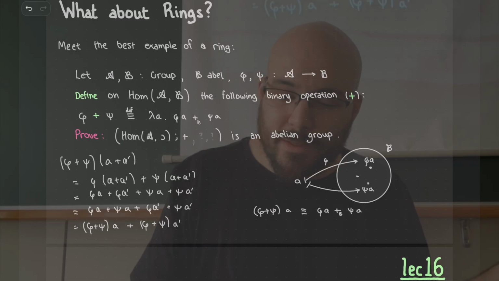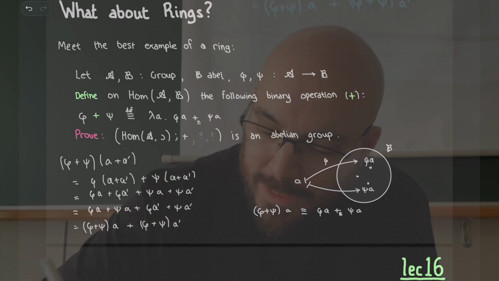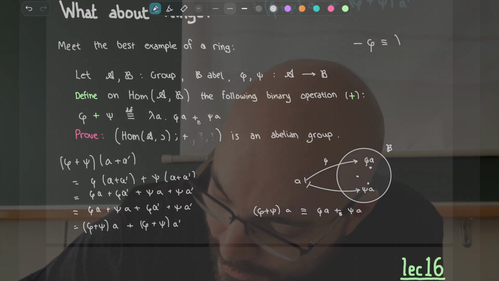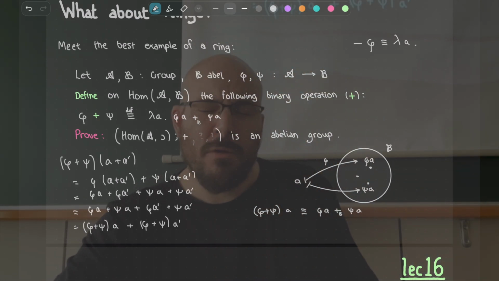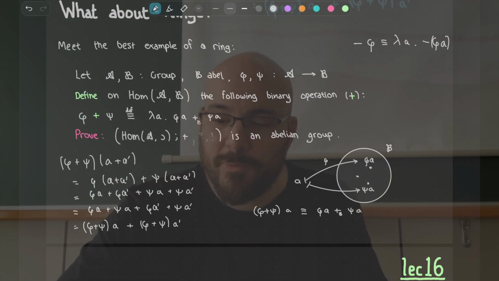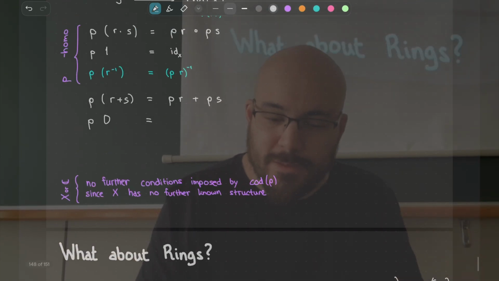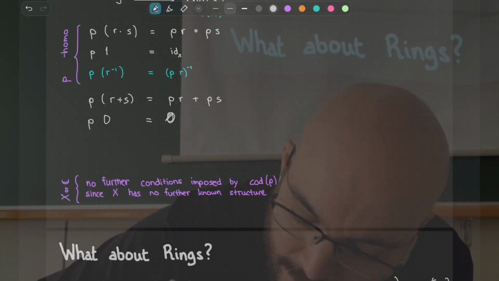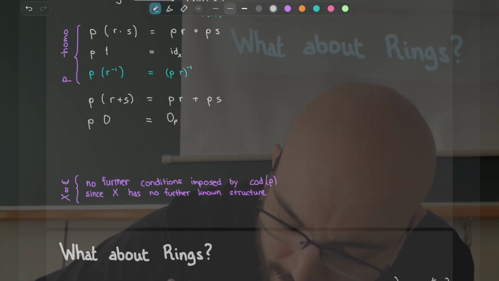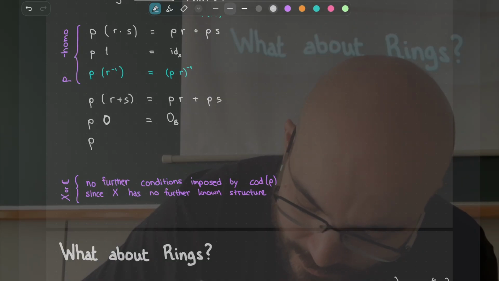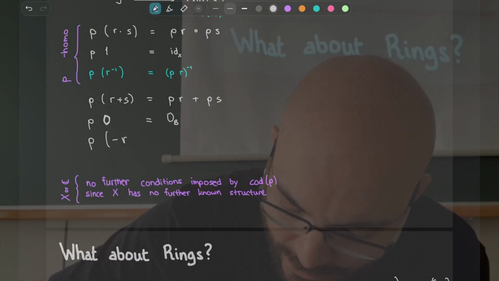And what are the inverses? What should be the minus phi? It should be this thing that takes A and maps it where? Apply phi to A, you are inside B, and now take the inverse in B. It's the obvious thing. So it is indeed a ring, and I will map this to the 0. Maybe call it 0B here, maybe make it boldface. And then it's the rho of minus R.